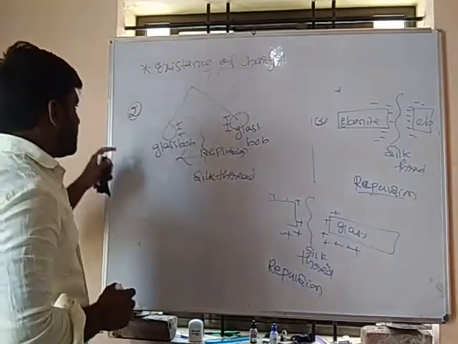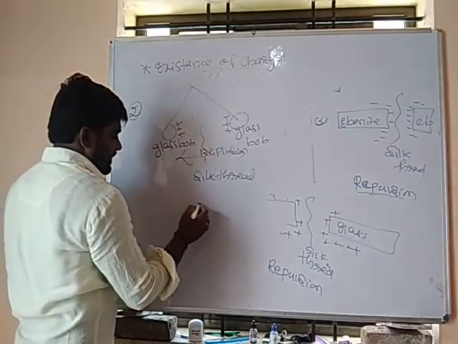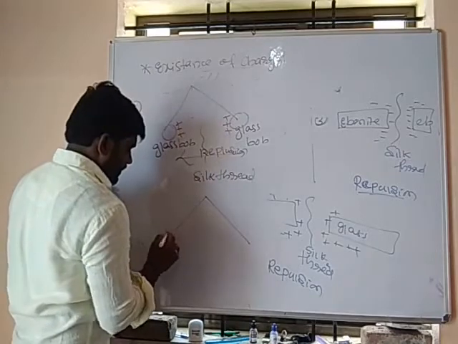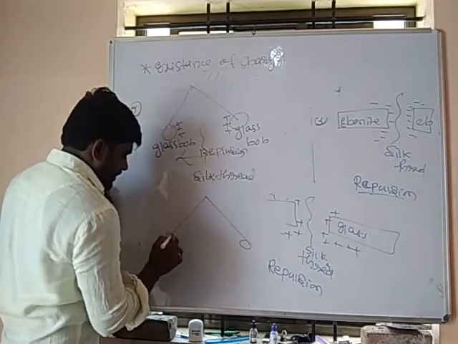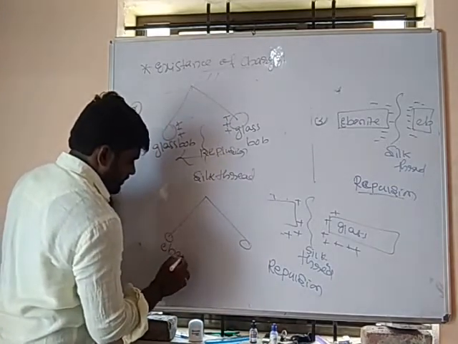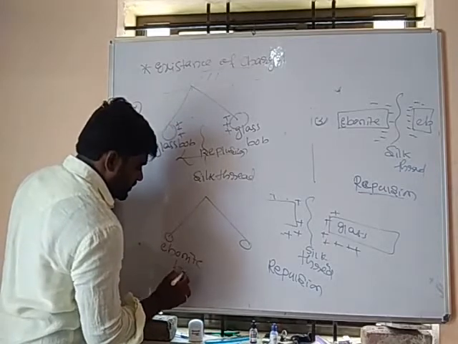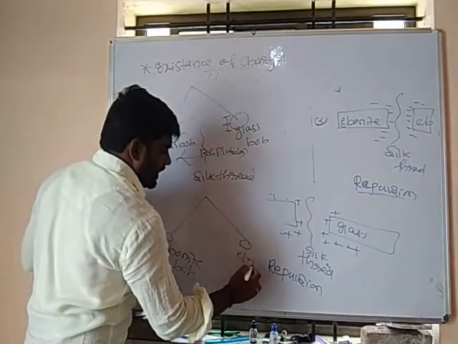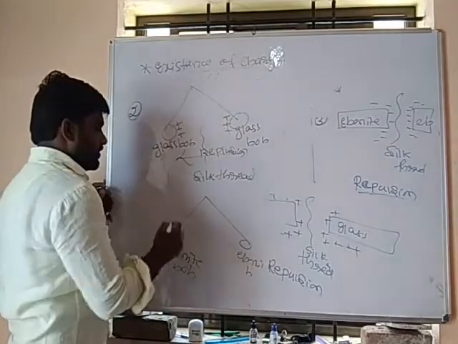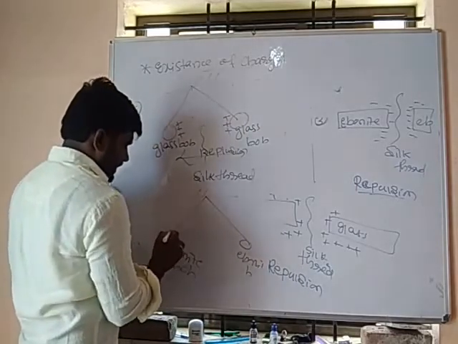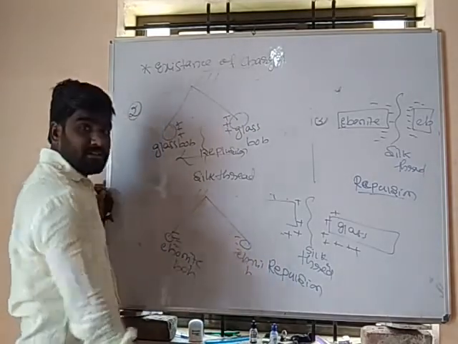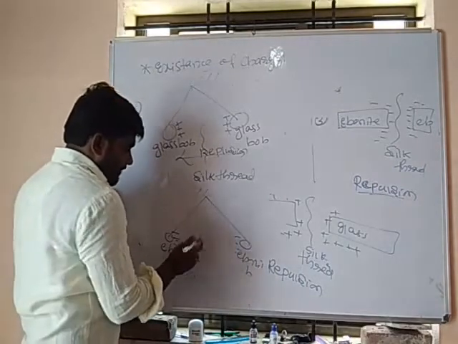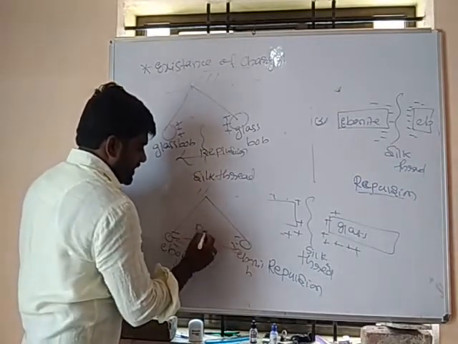In the second case, same. I am taking ebonite bulbs. Then what happens? Here it acquires negative charges. Here, since both acquire negative charge, there must be a repulsion.